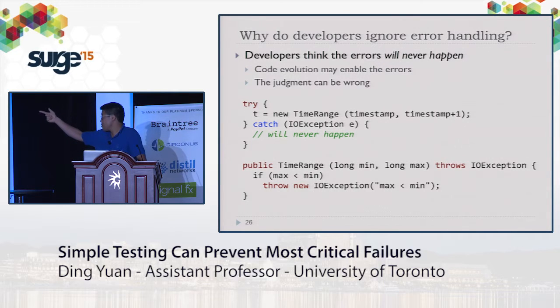In this example, the developer thinks that it is impossible for this time range constructor to throw an exception, so they ignore it and put a comment, will never happen. But if you look at the constructor of this time range, it could have thrown the exception in the case of an integer overflow. This was immediately fixed by the developers after we reported it.